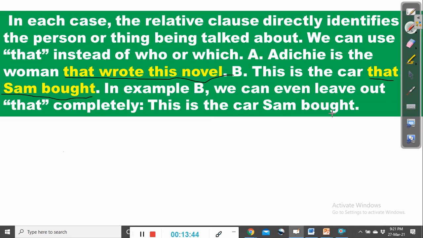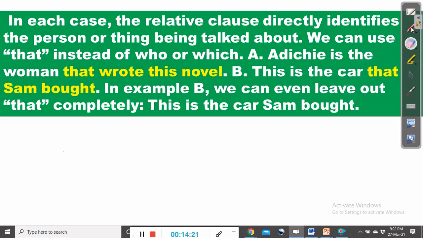Now you see the direct and the definite information that the defining relative clause provides. We can see that the defining relative clause forms part of the core meaning of the sentence. It is central to the identification of the noun being talked about. That is also why it is called an essential relative clause.